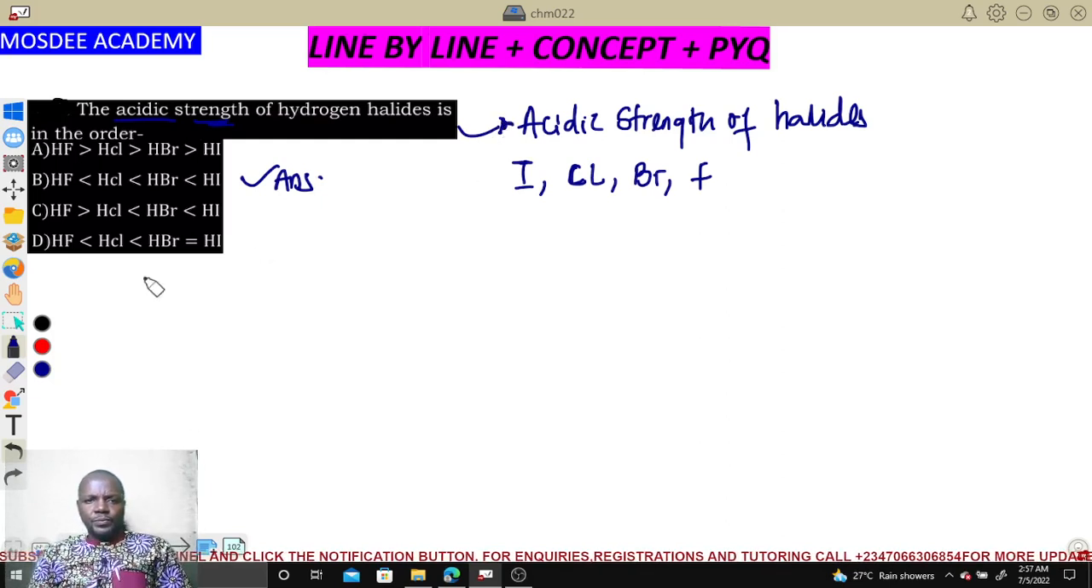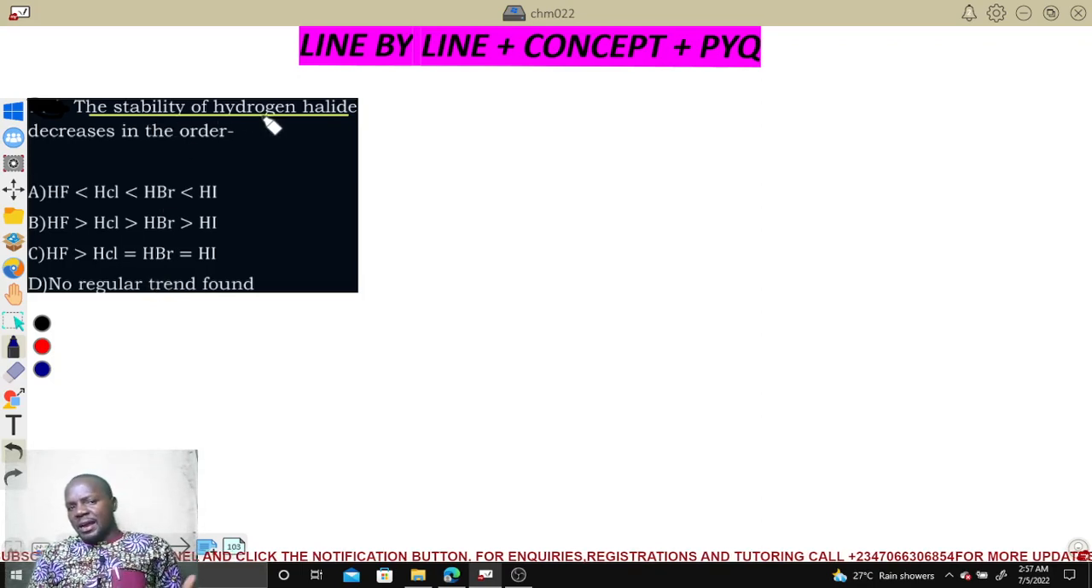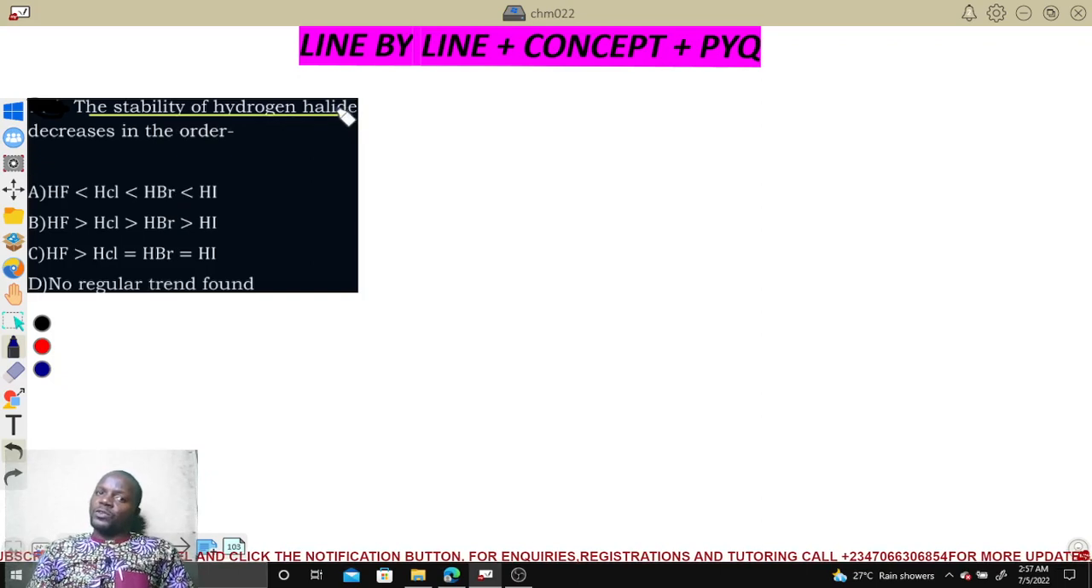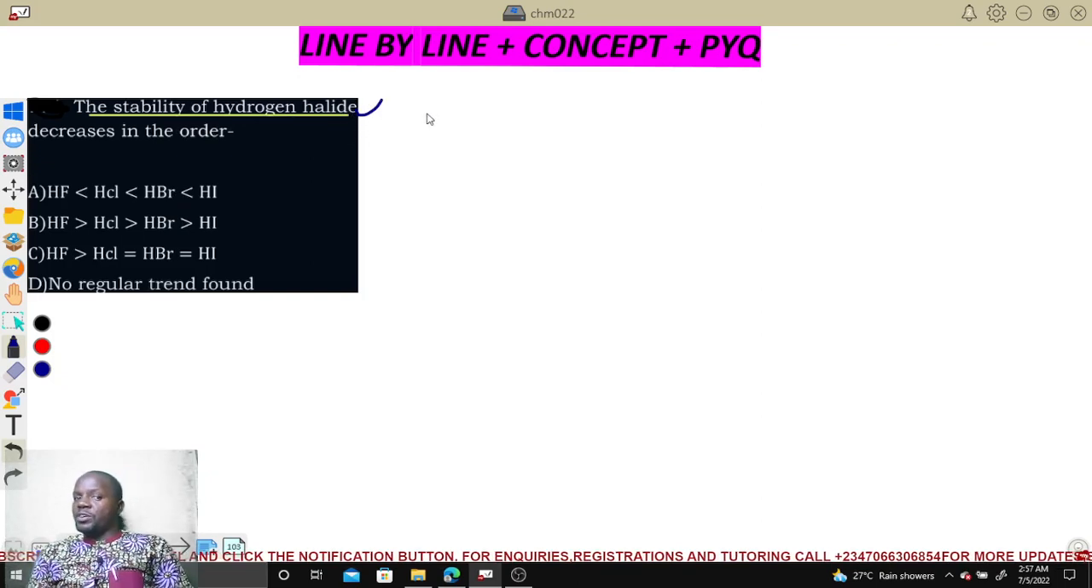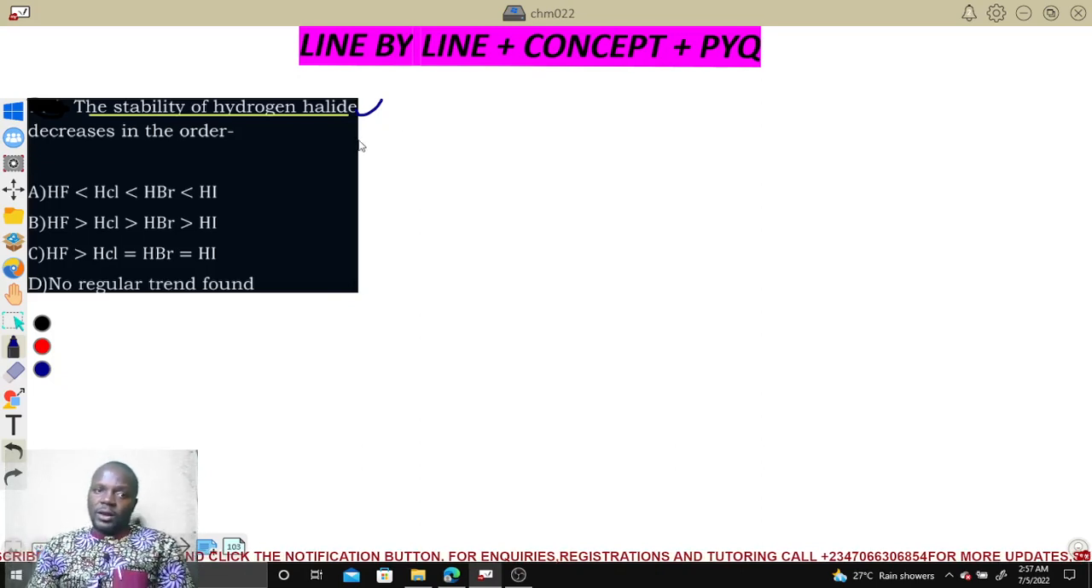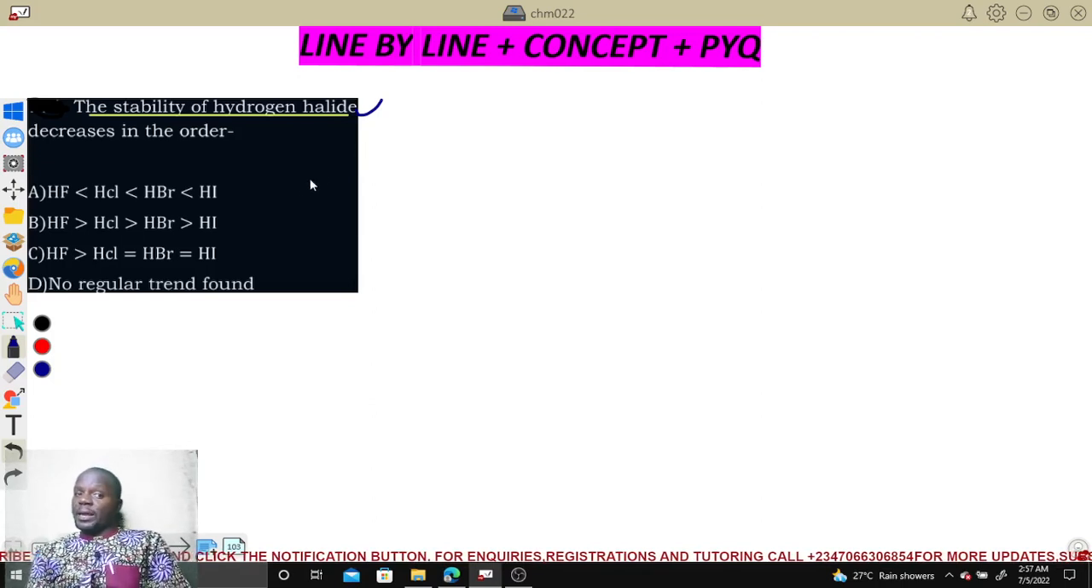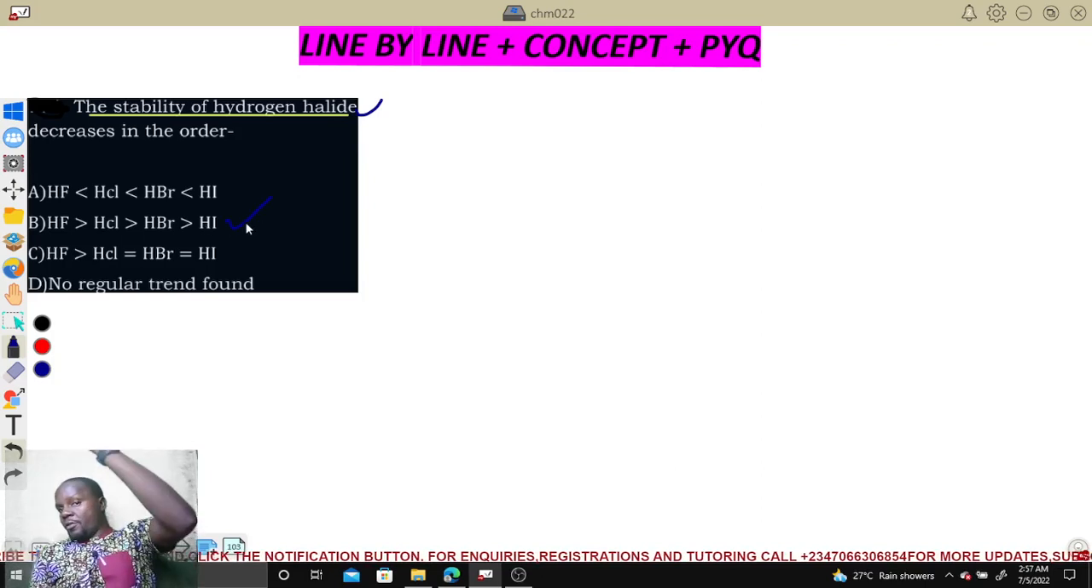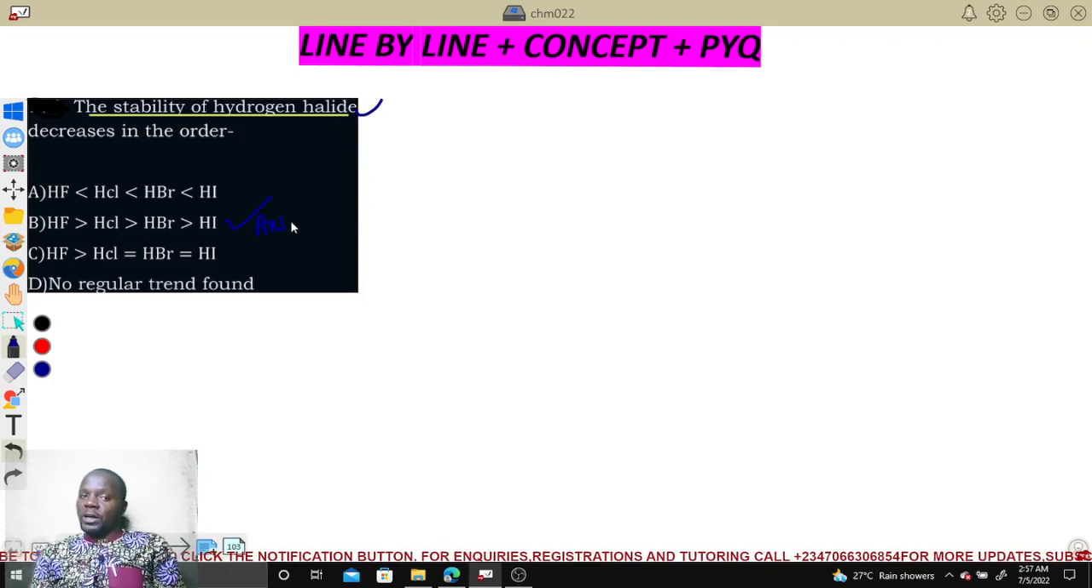The next one, the stability of hydrogen halide. I told you about the stability of hydrogen fluoride, hydrogen chloride, hydrogen bromide, hydrogen iodide. The stability is just in the order of their strength. Hydrogen fluoride is more stable than hydrogen chloride, and it follows the trend you know before: fluorine, chlorine, bromine, iodine. The stability is owing to the strength of the hydrogen bond, so the stability follows that same trend.